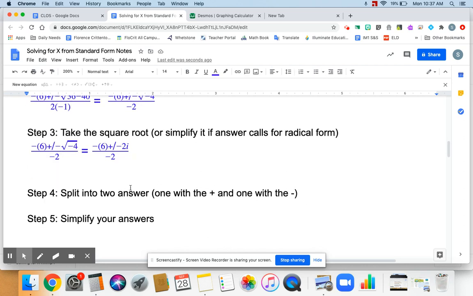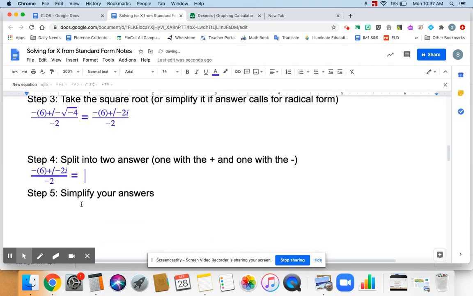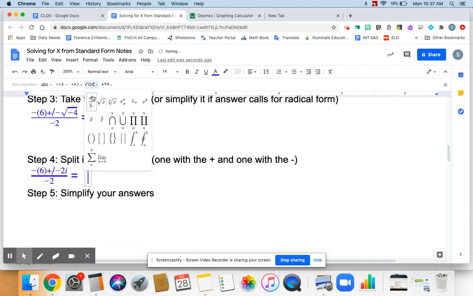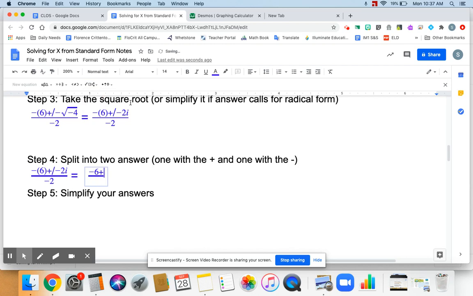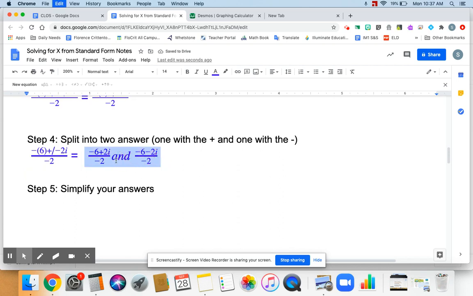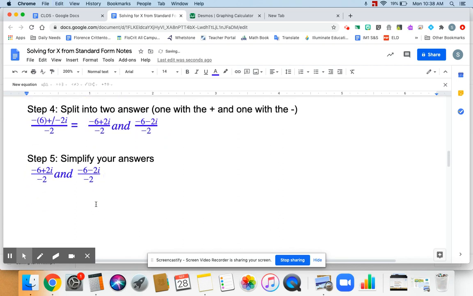So now step 4 is to take your answer and to split it into 2 answers. There's the one with the plus, and there's the one with the minus. 2i's. Those are my 2 answers. However, step 5 says to simplify my answers. So simplify means turn into one number, if you can.